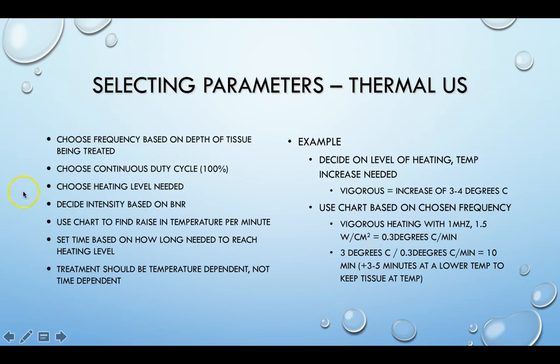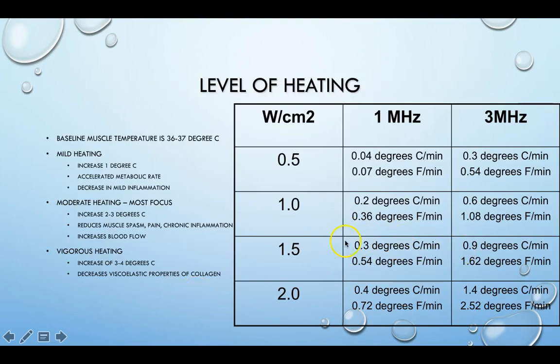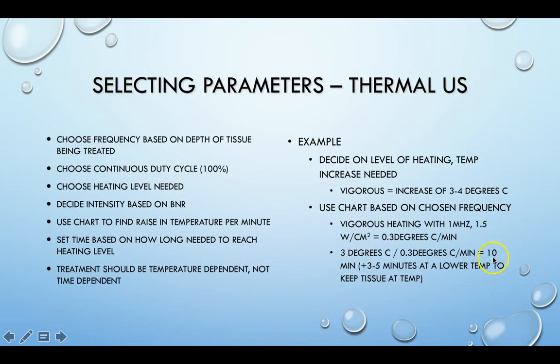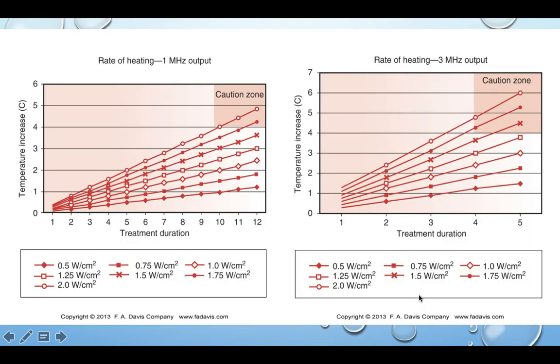So again, this is going to be the trickiest part of dealing with the heating. So I suggest come to class, ask me questions about this. We can throw some examples on the board, pull out the chart, and really start talking about doing this math. But we always take our degrees of increase that we're trying to get to, so our 3 degrees Celsius increase, and we divide it by how many degrees Celsius per minute based on our chart, okay? And then that gives us our treatment time. And then we add that 3 to 5 minutes at a lower intensity to try to maintain that temperature.